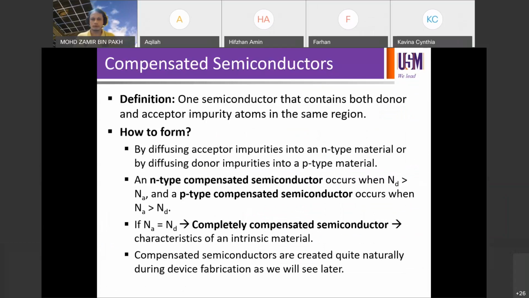Okay, today we'll continue with compensated semiconductors. But before that, let's recap what we discussed yesterday on degenerate semiconductors. So what is a degenerate semiconductor? How do you define a degenerate semiconductor?